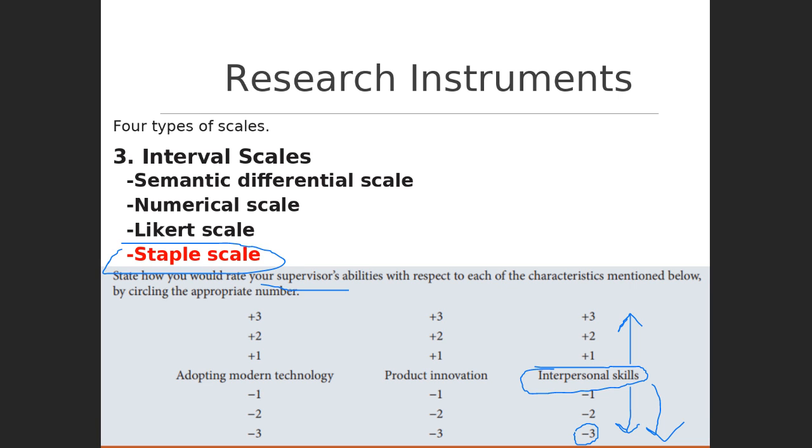So with this particular scale, the distance is again the same. This scale can help you to measure direction as well as the intensity of the emotion. Okay, so these are the four types of interval scales.